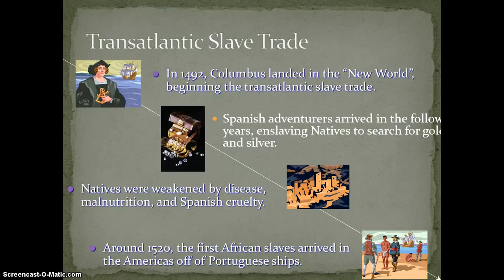As you know, in 1492, Columbus reaches the New World, and this can be the beginning of the slave trade. He is followed by the Spaniards and the conquistadors seeking those 3 G's: gold, glory, God. And the natives are already weakened by the disease and their treatment under the Spanish. So in 1520, less than 30 years after Columbus has reached America, the first ships arrive with African slaves.